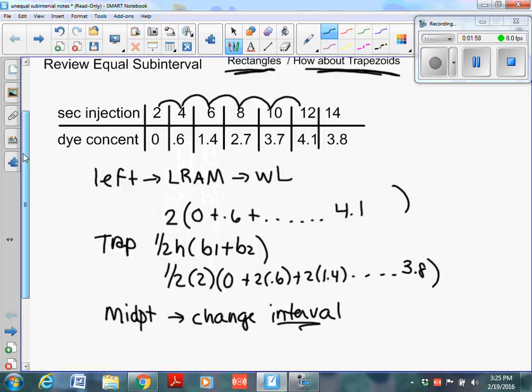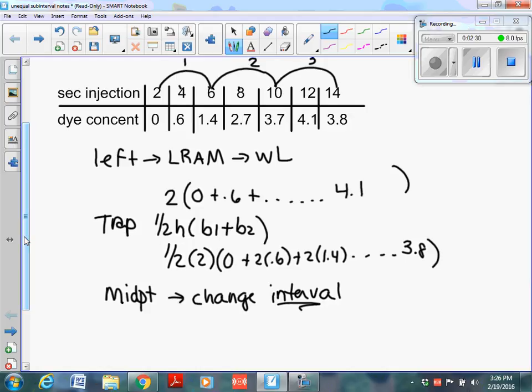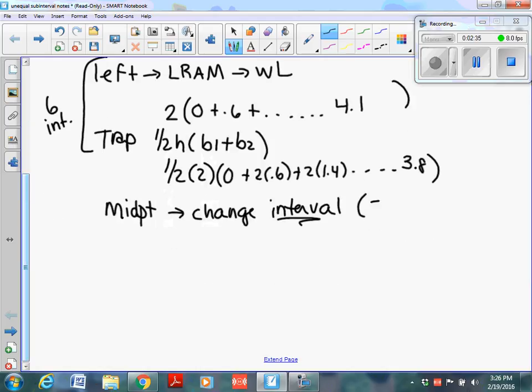So, as you can see, how many intervals did we start with? 1, 2, 3, 4, 5, and 6 intervals. But now, if we change our interval, I'm going to erase that. If we change our intervals, and instead of going from 2 to 4, we go 2 to 6, 6 to 10, and 10 to 14, they're still equal, aren't they? From 2 to 6 is the first interval, 6 to 10 is the second, and 10 to 14 is 3. So instead of using 6 intervals, like we did up here, I'm only going to use 3 intervals. And I'll show you how you can do midpoint now.